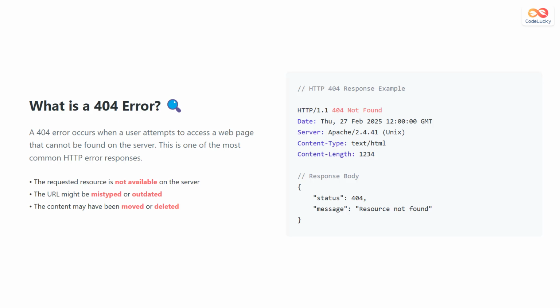Here is an example of an HTTP 404 response. HTTP version 1.1, 404 Not Found. Date: Thursday, February 27, 2025, 12:00:00 GMT. Server: Apache version 2.4.41. Content-Type: text/html. Content-Length: 1234. Response body: status 404, message: resource not found.